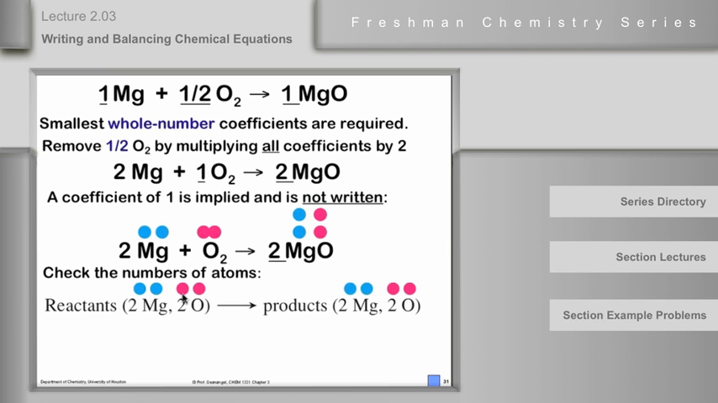So checking the number, it's always a good idea to check. You can easily lull yourself into a false sense of security here. 2 Mg's on the left, 2 O's on the left, 2 Mg's on the right, 2 O's on the right. Everything is balanced. Questions on the process? Okay, the process works the same for all of the possible equations we might have to balance, up to and including the last step of checking.